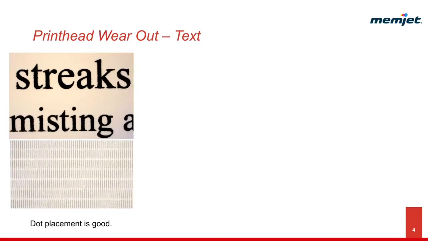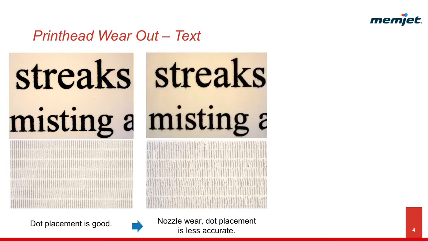This example will apply to applications that rely more on text, such as mailing and shipping applications. But generally speaking, almost all printouts will have some text. In the beginning of a printhead's life, the dot placement is very good. Here you can see the text is sharp and clear. As well, the corresponding nozzle pattern shows good dot placement.